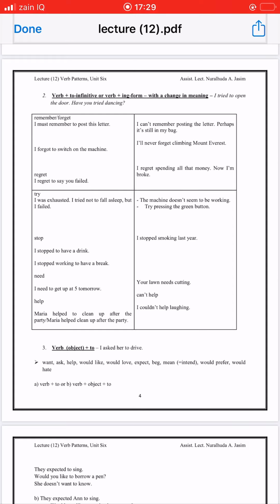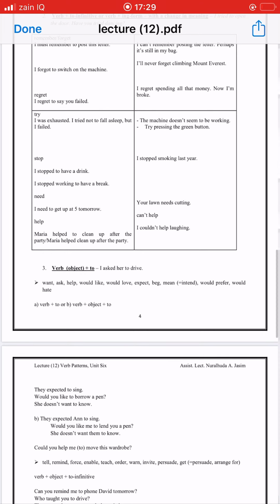I regret spending all that money. Now I am broke. I was exhausted. I tried not to fall asleep, but I failed. The machine doesn't seem to be working. Try pressing the green button.